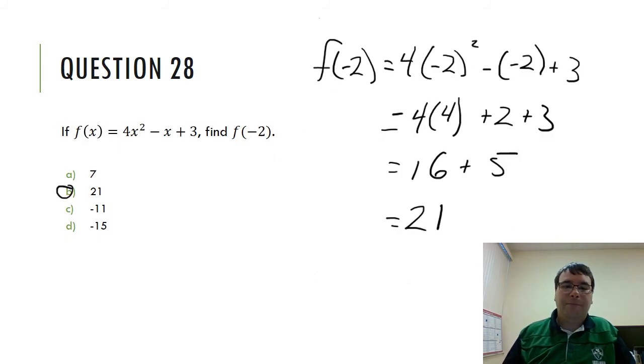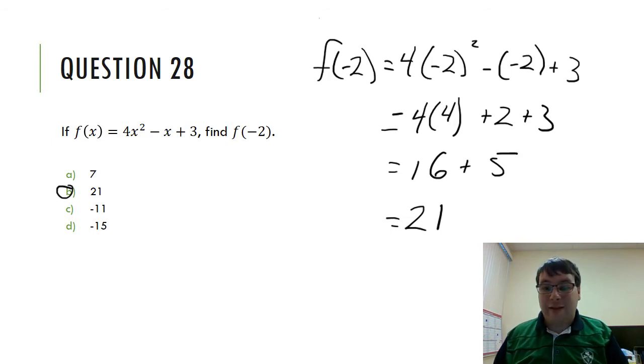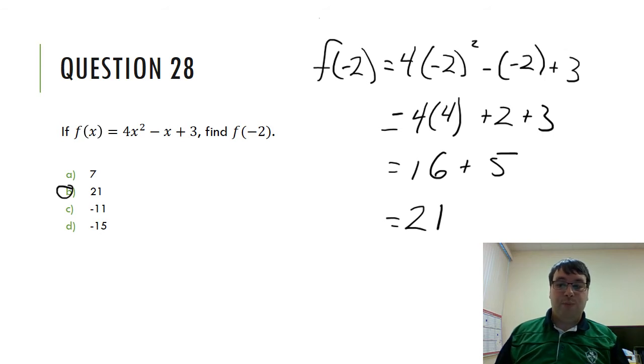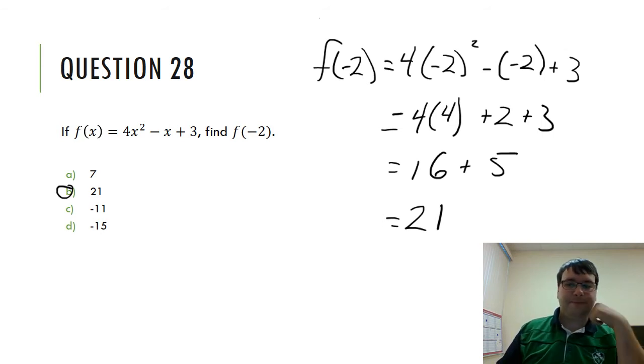Let's move on. So question number 28 says, if f of x is equal to 4x squared minus x plus 3, find f of -2. All right, let's just recap really quick. F is the name of the function. That's it. X is the variable. So in this case, x is now going to become the -2. So that's what we're looking at. So let's try it out.